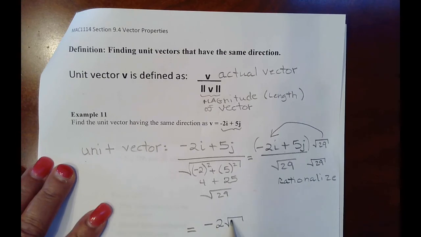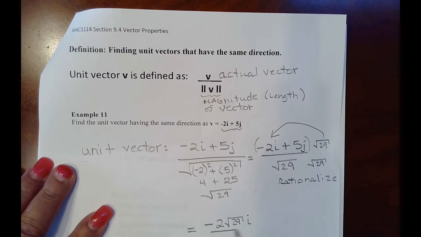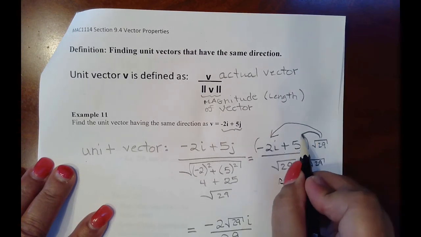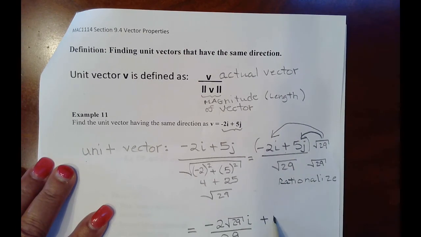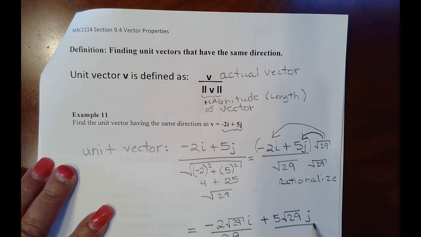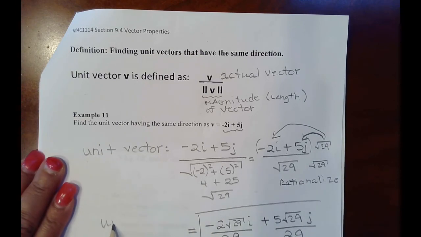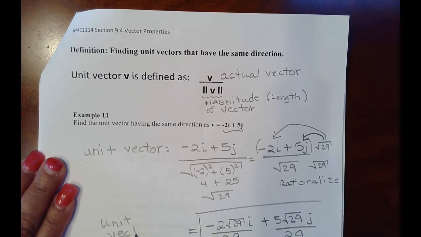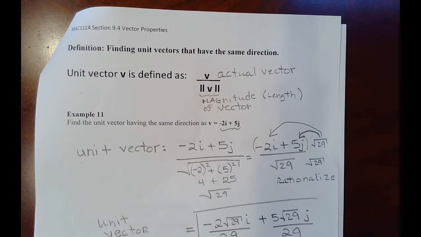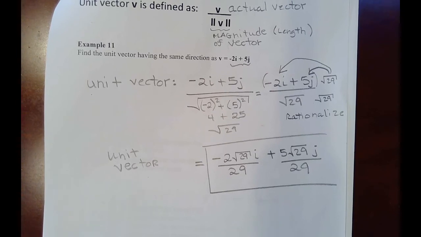I mean, you can put the square root of 29 right here, and then the i. I typically put the i at the end, over square root of 29 times square root of 29. Its denominator is just 29 now. And then also multiply it by the j term. So 5 square roots of 29 on that j term with a denominator once again of 29. And this is the unit vector having the same direction as the original. Okay, that is the end of section 9.4, Properties of Vectors.